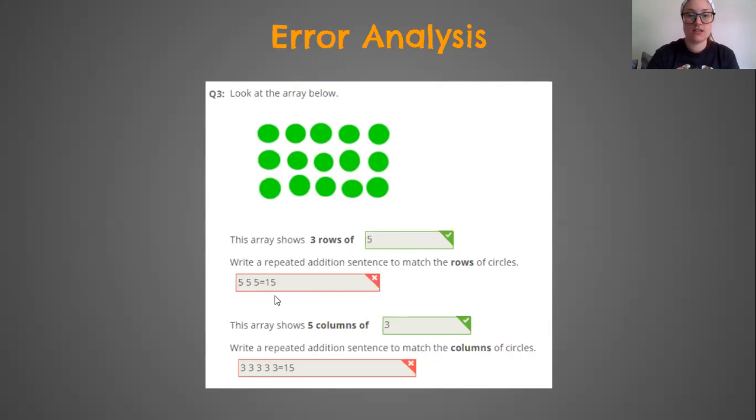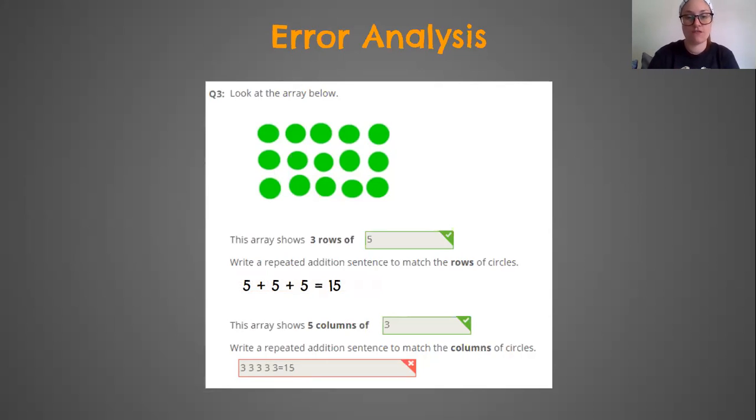The thing that this scholar missed was putting the plus sign in their repeated addition equation. So this just says 5, 5, 5 equals 15. We don't know. Is that plus or minus? We don't know. So you need to have those plus signs in the middle. So they got the right numbers. They just didn't have all the pieces they needed to make a correct repeated addition equation.